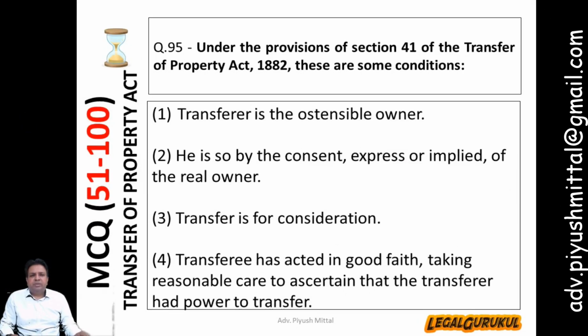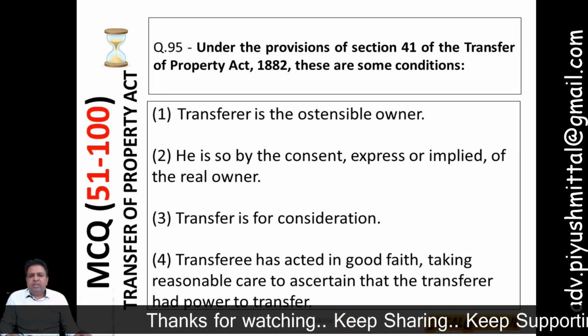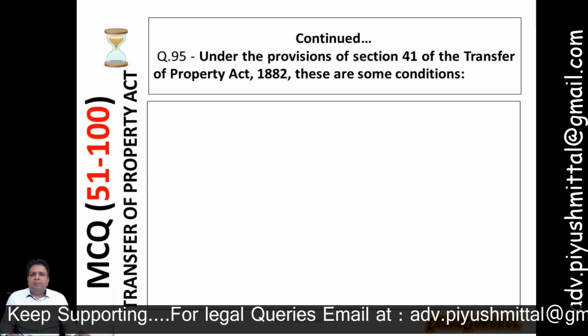Question number 95. Under the provision of section 41 of the Transfer of Property Act 1882, these are some conditions. First, transferor is the ostensible owner. Second, he is so by consent express or implied of the real owner. Third, transfer is for consideration. Fourth, transferee has acted in good faith, taking reasonable care to ascertain that the transferor has power to transfer.